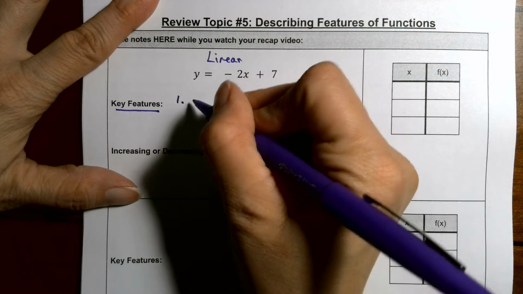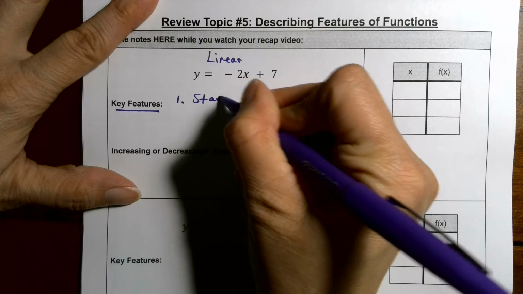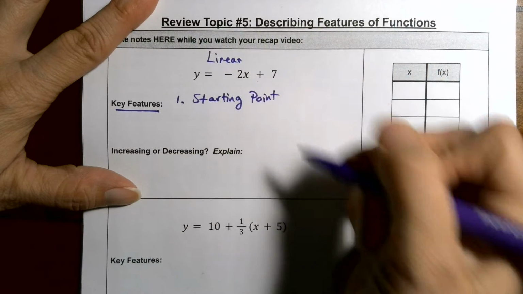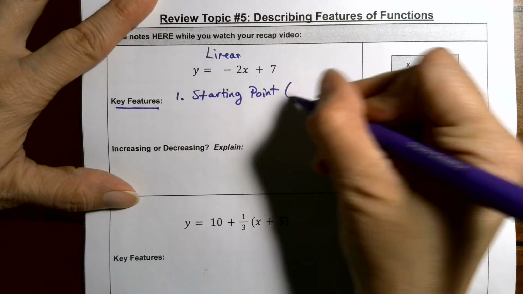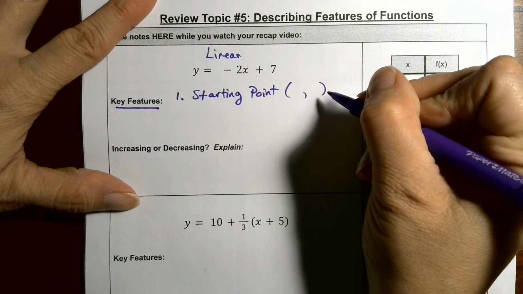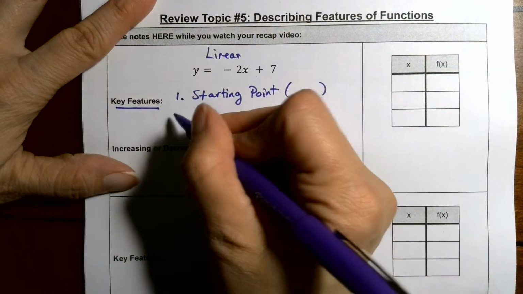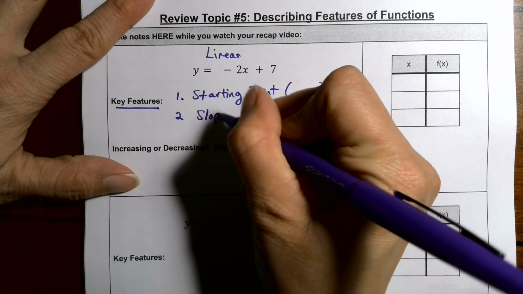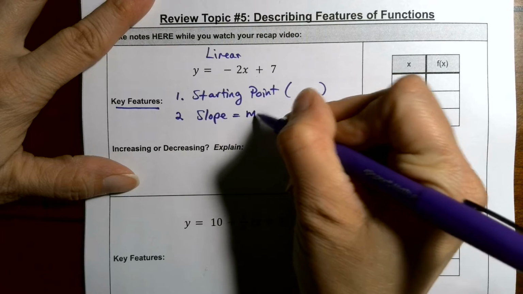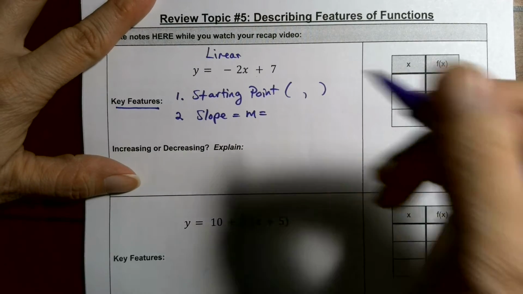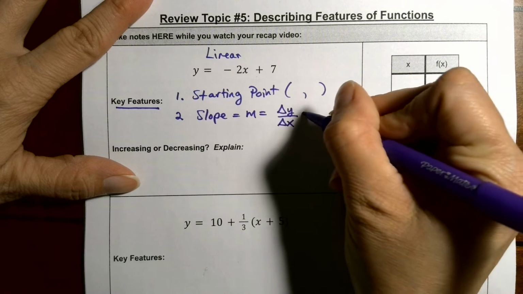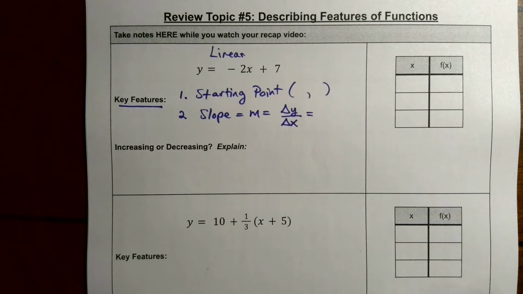The first one is the starting point. The starting point, or you could even just call it SP, has an x value and a y value. The second key feature for a line is always the slope, which we could use the letter M to represent, or we could say delta y over delta x. So let's go find these key features.